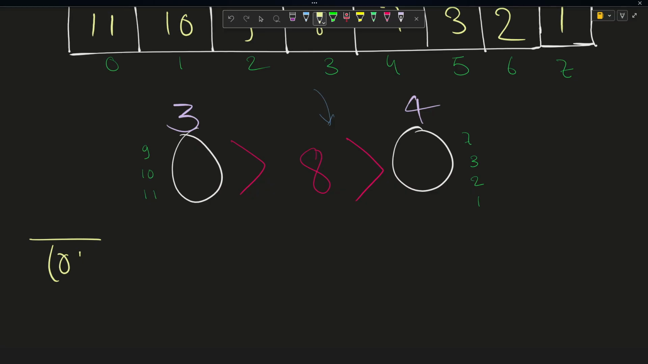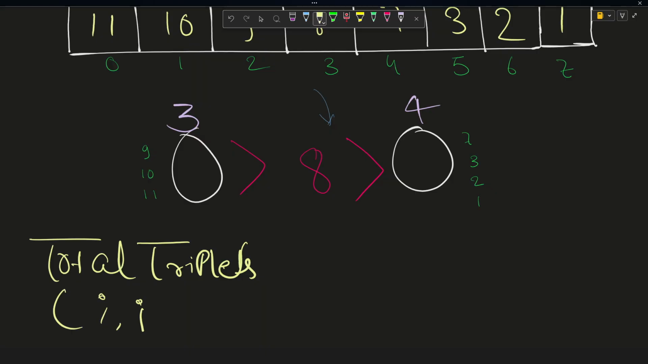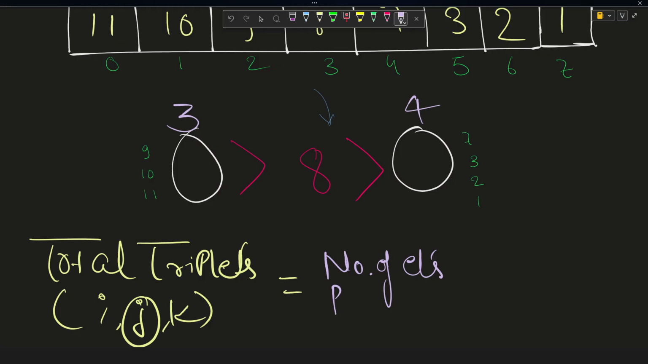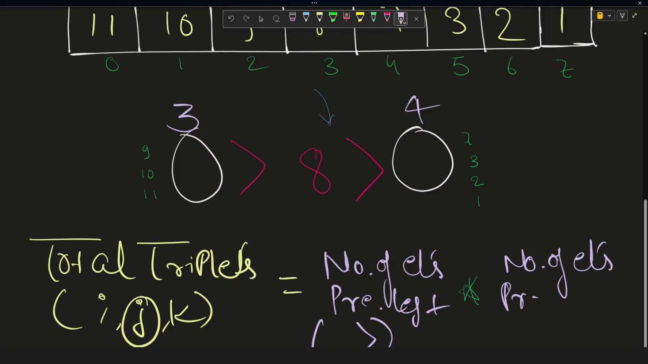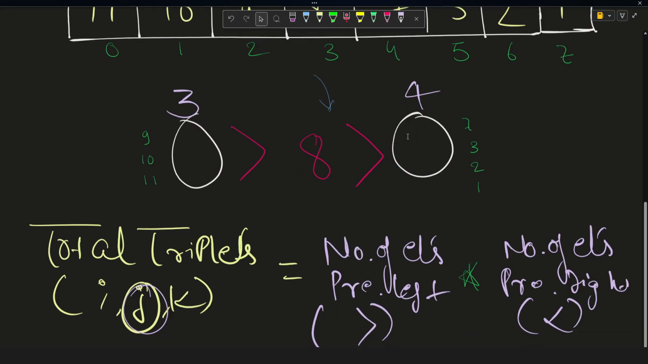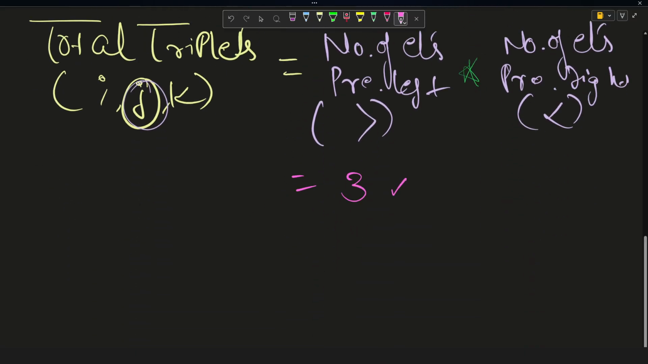So I will say that the total triplets, that is i, j and k, possible for a given jth index is equal to nothing but the number of elements present on its left, and they have to be greater than the jth index element, into the number of elements present on the right side which are less than this jth index element. Since here the number of elements greater than 8 on its left side was 3 and the number of elements smaller than 8 on its right side was 4, I will say here 3 into 4, that is 12.